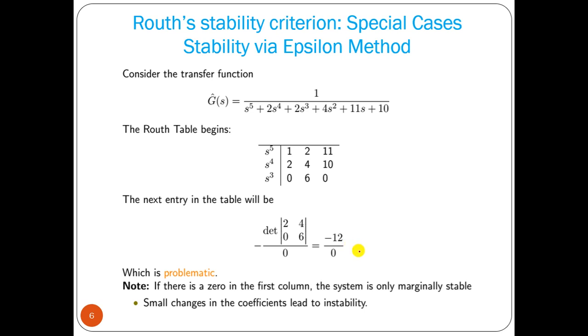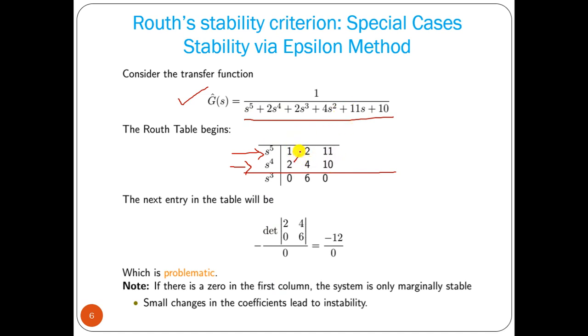For example, say this is the transfer function. So this is your denominator polynomial. We can insert all the coefficients in the first two rows, starting from s to the power 5, then 4, 3, 2, 1, 0 in that way. We insert the coefficients of s alternately in the first two rows: 1, 2, then 2, 4, then 11, 10.